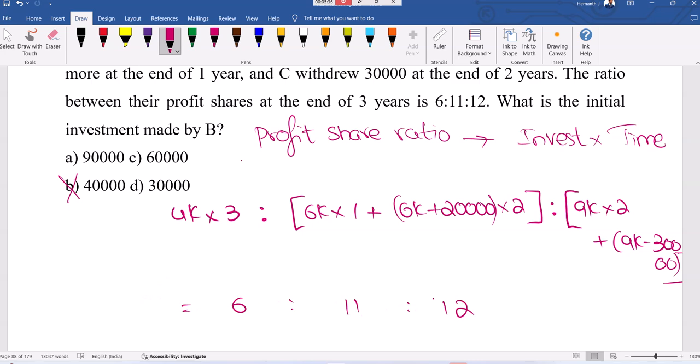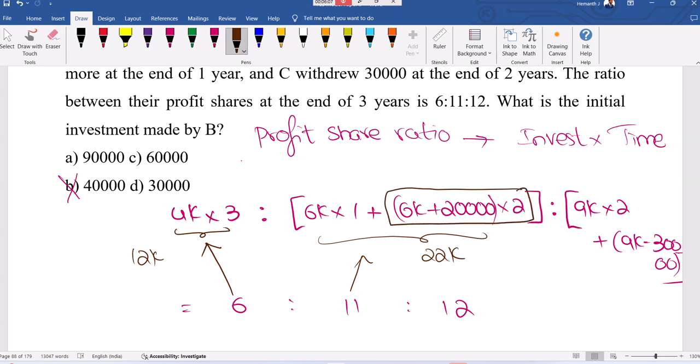Now we need to calculate the K value using this. See here, 12K represents 6. Listen here, if you map, 6 represents 12K. Then 11 should represent 22K. Here 6K gone, 22K, 6K gone. This term should be equal to 16K. Divided by 2, 8K. 2K equals 20,000. K equals 10,000 is what I got.